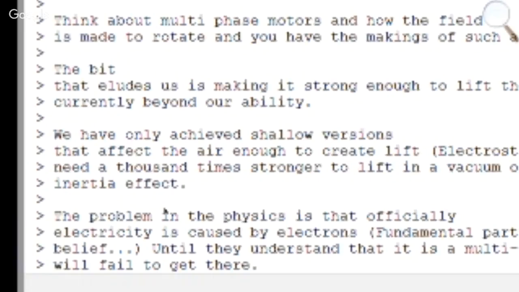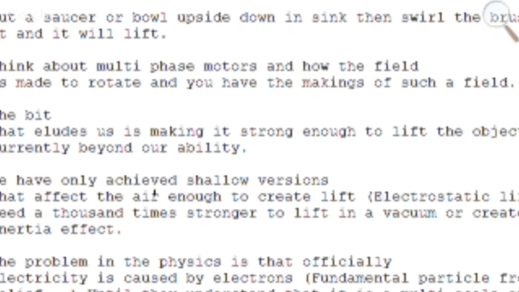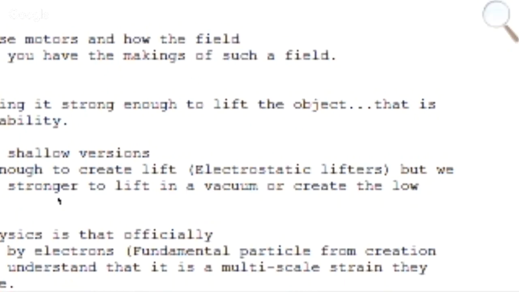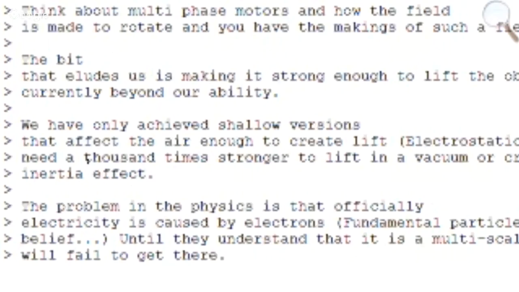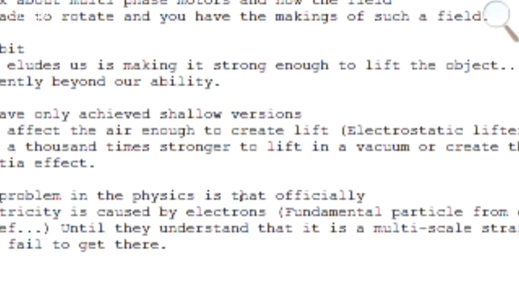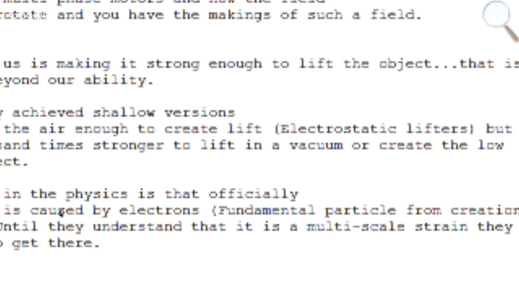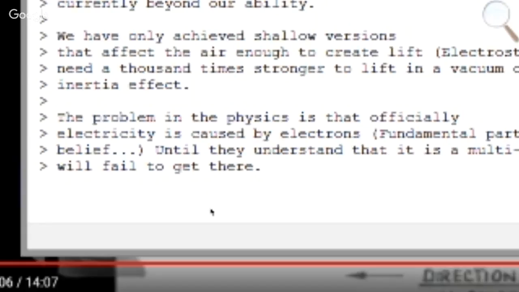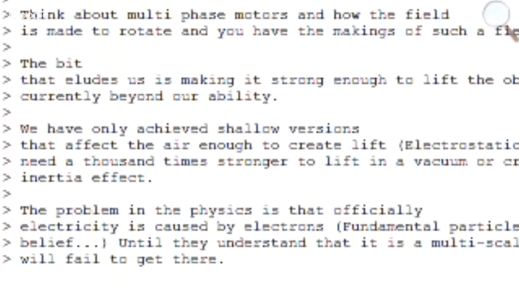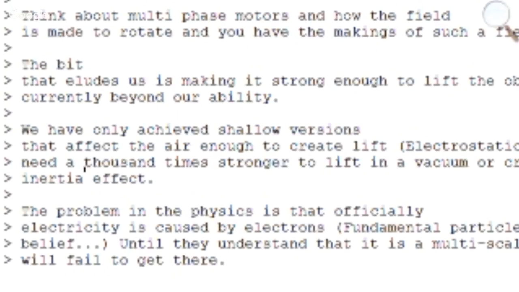We have only achieved shallow versions that affect the air enough to create lift, electrostatic lifters, but we need 1,000 times stronger to lift in a vacuum or create low inertia effect. The problem in physics is officially electricity is caused by electrons, fundamental particles from creation theory belief. Until they understand that it is a multi-scale strain that will fail, they will fail to get there.